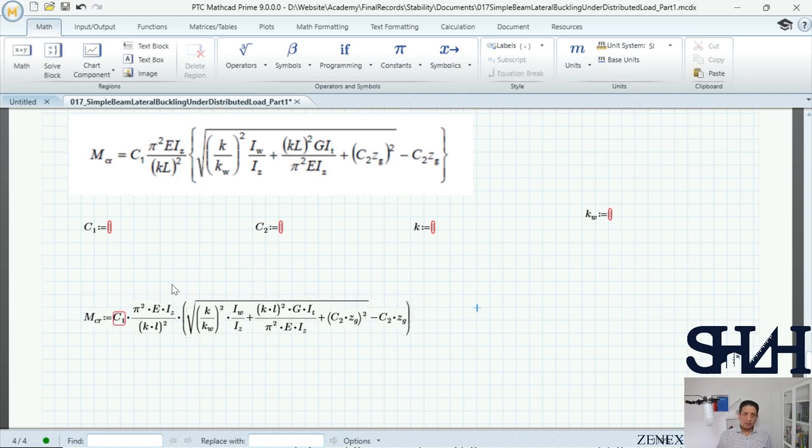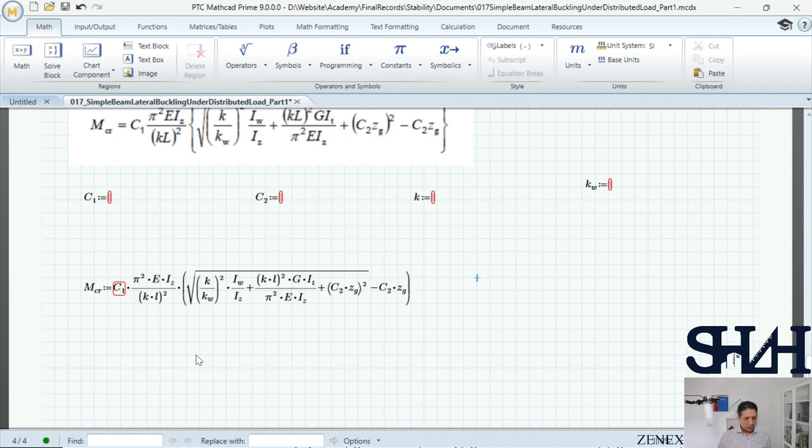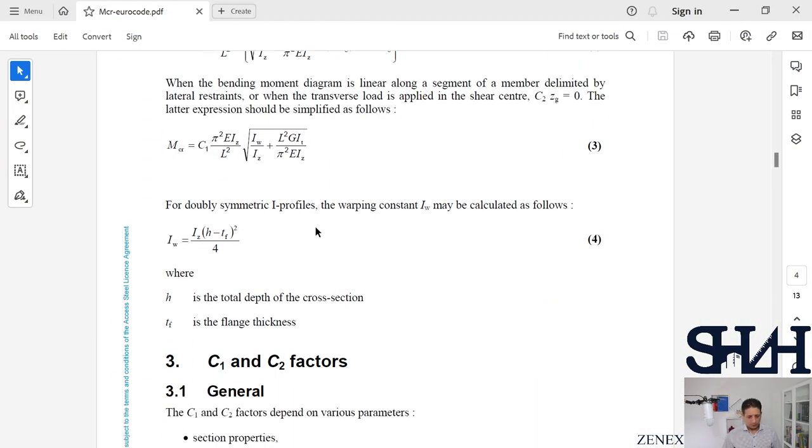So about the given equation, we can see that if Zg is negative, then we have a higher critical bending moment. And if Zg is positive, then we have less M critical. It doesn't affect the term in the square root as it is squared, but it will affect the total value of M critical. C1, C2, K and Kw. For now, let's take K and Kw as 1, and for C1 and C2, we can have a look at the material here about the values of C1 and C2.